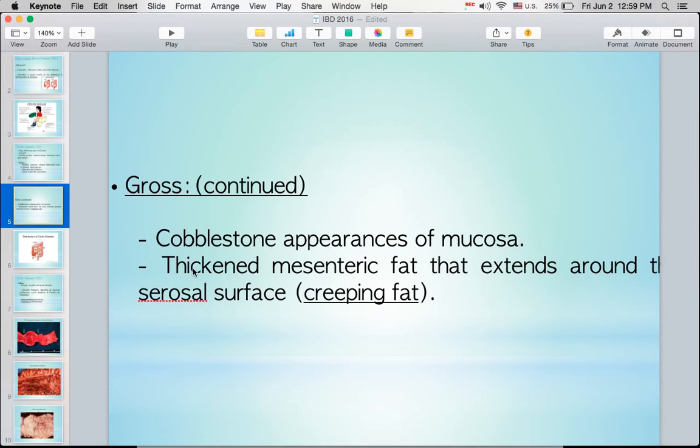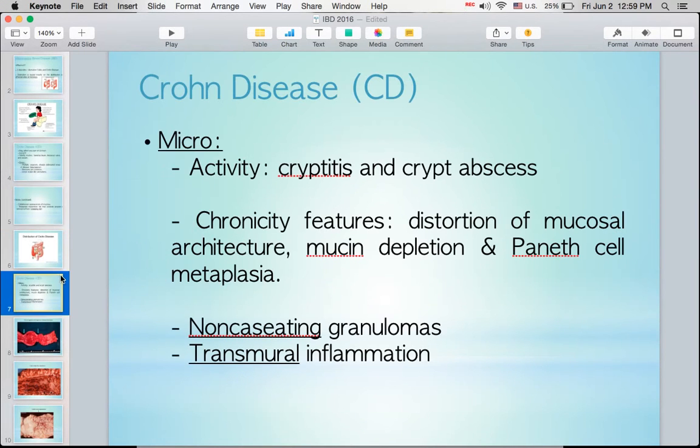So there will always be creeping fat as well. And not always, but in several cases, there will be creeping fat. And the creeping fat is just the mesenteric fat itself getting thickened. Thickened mesenteric fat that extends around the serosal surface, and that is creeping fat. So just remember, Crohn's disease, C, corticosteroids, cobblestone appearance, as well as creeping fats.